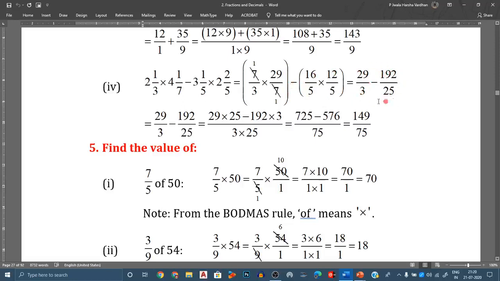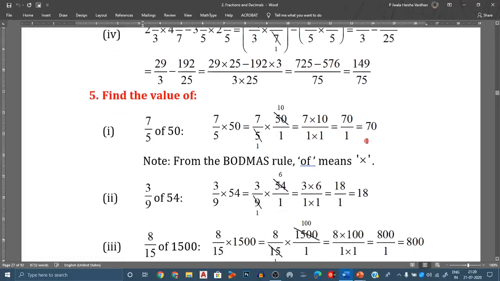Now here, again you have to use the cross multiplication method to subtract this. Otherwise, you can take the LCM. In LCM also, you will get the same answer. Now, 29 into 25 minus 192 into 3 by 3 into 25. Divide the denominator terms also. Now it is 725 minus 576 by 75, which gives 149 by 75. Now you can leave this here also.